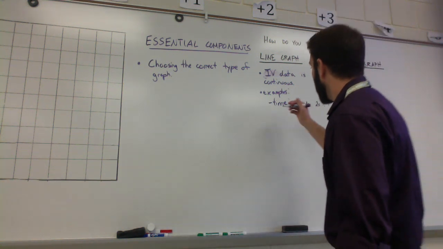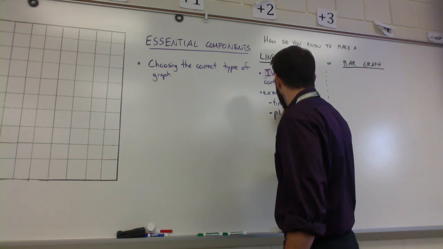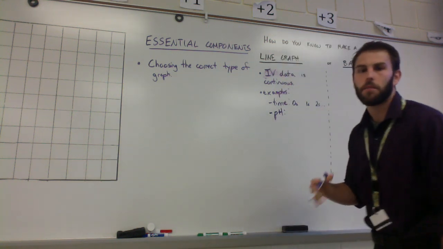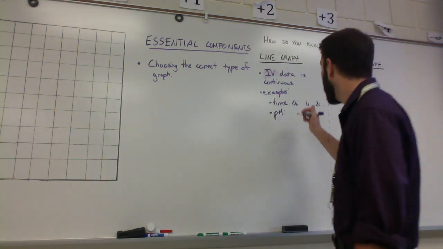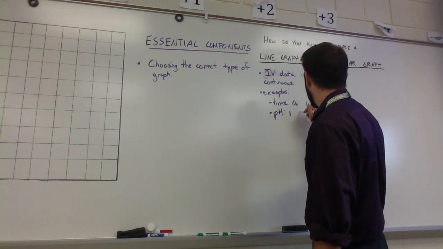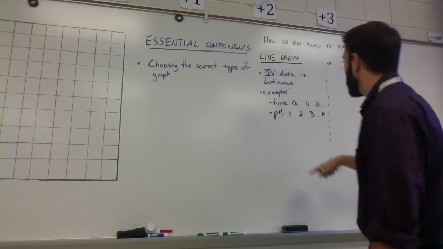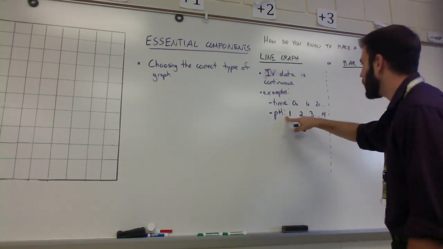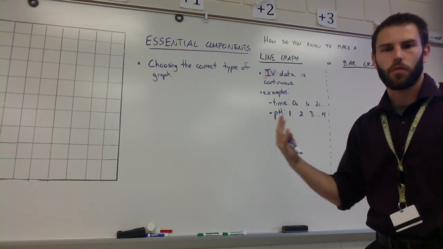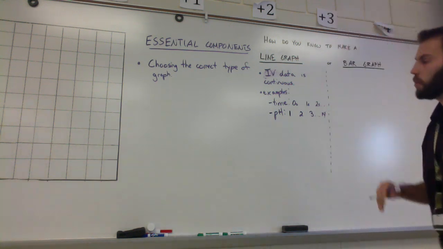Another example is something called pH. You may have dealt with this before. It's a measurement of how acidic something is. And again, pH could go from 1, 2, 3, and actually all the way up to 14. But even though we have these solid numbers, there is a pH in between 1 and 2 as well. So that's when we would use a line graph.